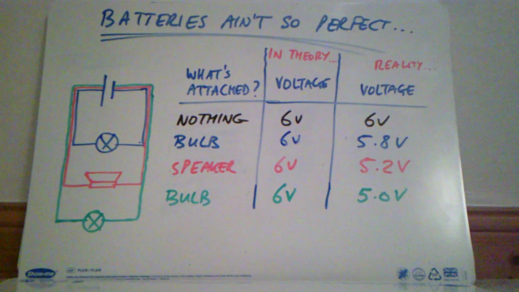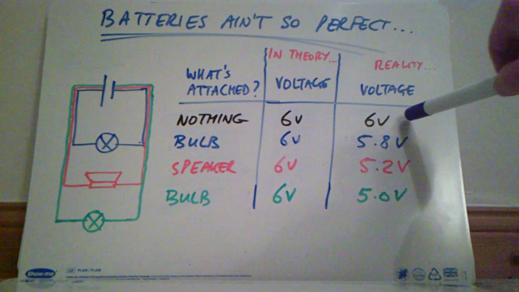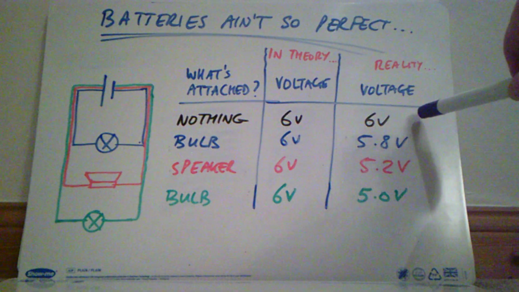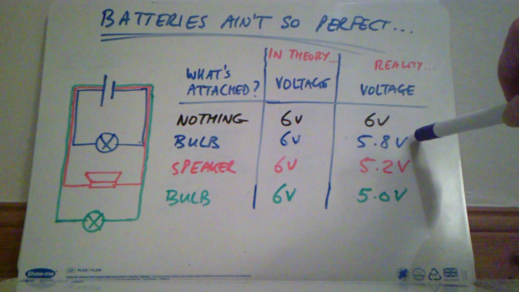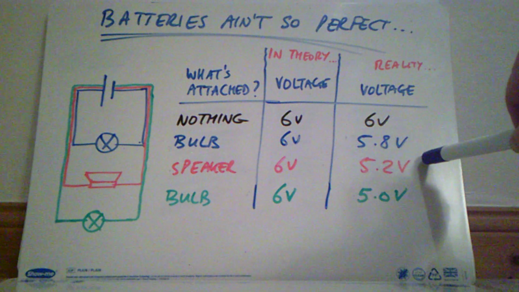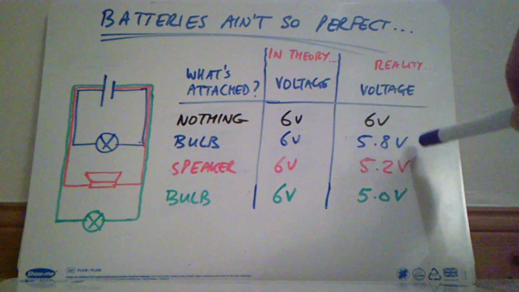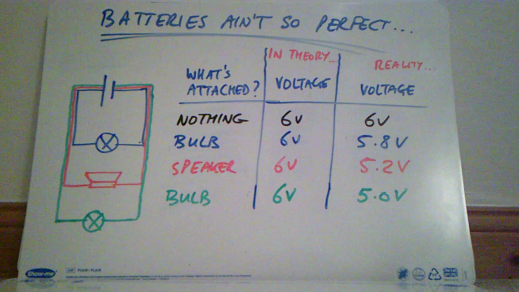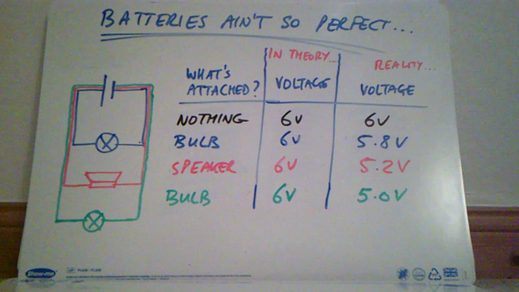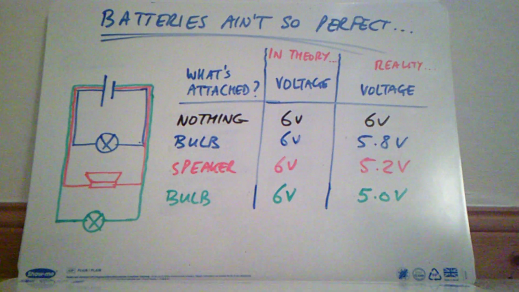However, in reality, if you attach nothing to the battery, then yes, you get 6 volts, but if you attach the bulb, you get 5.8, and then when you attach the speaker as well, you get 5.2, and then when you attach the other bulb as well, you get 5.0. So in reality, you're not getting what circuit analysis says you should get. So what is going on?